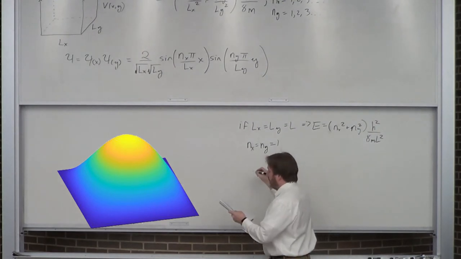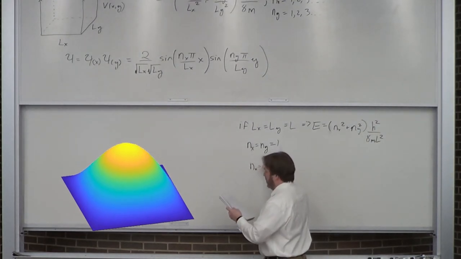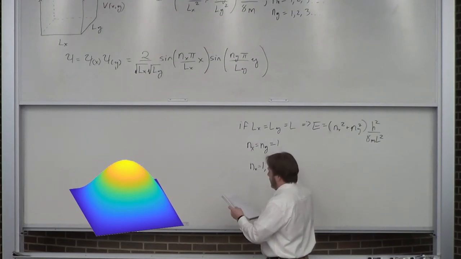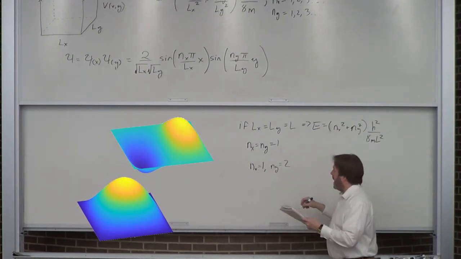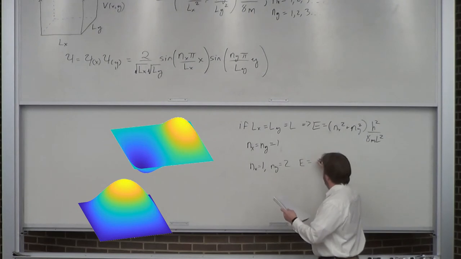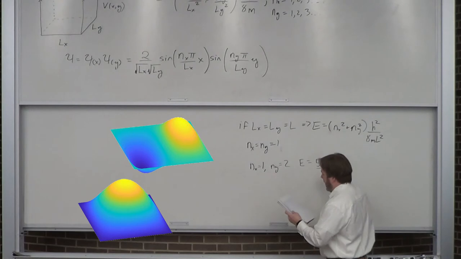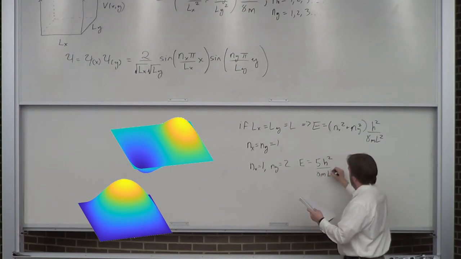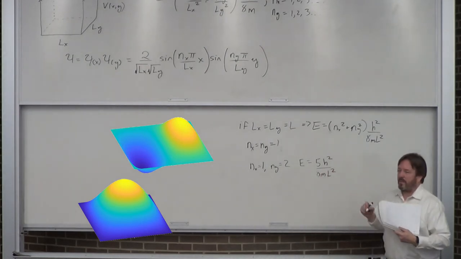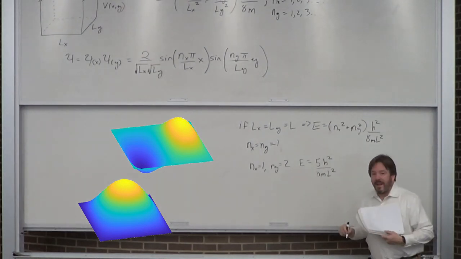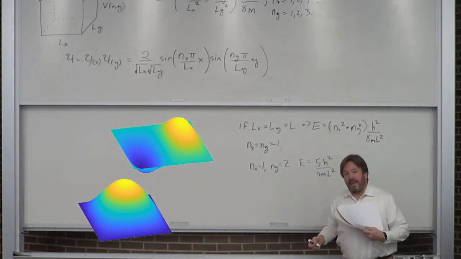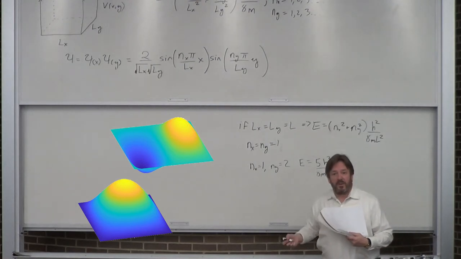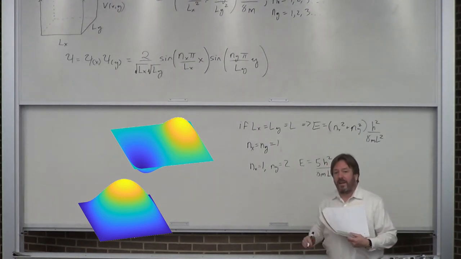Now, let me throw another one at you. Let's do nx is equal to 1, ny is equal to 2, and I'm drawing that right now. And the energy would be 5 h squared, h bar or h? No, that's just h. Sorry, I better check that. My notes may be messed up. I'll just fix it digitally. Okay, so you're seeing that as well. Then you notice how it kind of looks like a P state, like a hydrogen P state if you just squashed it, doesn't it?